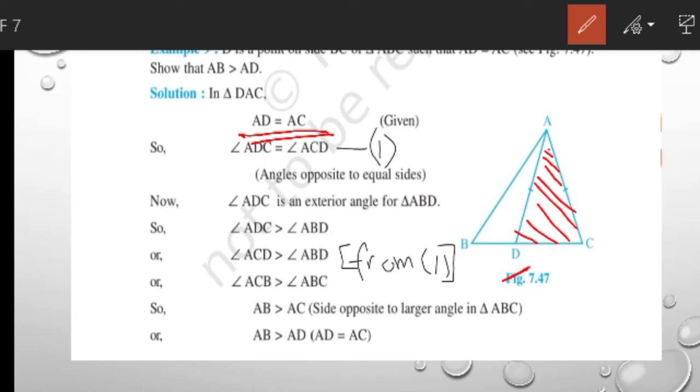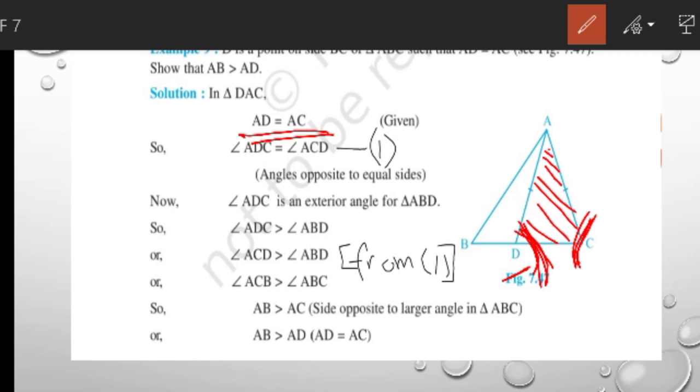That means the opposite angles C and D are also equal. So we can say angle ADC is equal to angle ACD. This is our equation 1, and it follows the theorem: angle opposite to equal sides is equal.